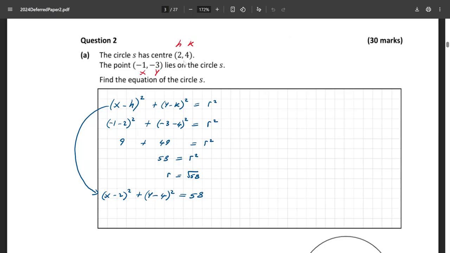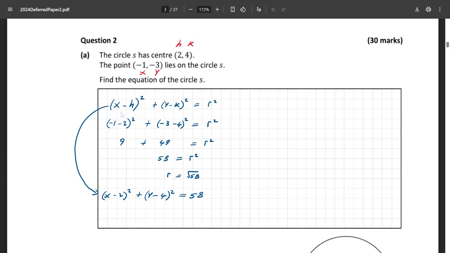Good technique is to label points always, whether it's HK or XY, whatever it happens to be, to suit what you're given. In this case it's a centre, so it's HK. And there's a point on the circle. Now a point on the circle, any given point is XY, so we label this XY. Find the equation of the circle S.